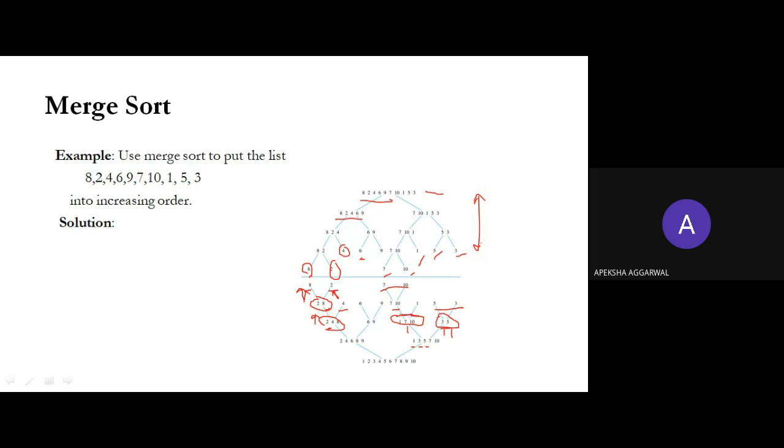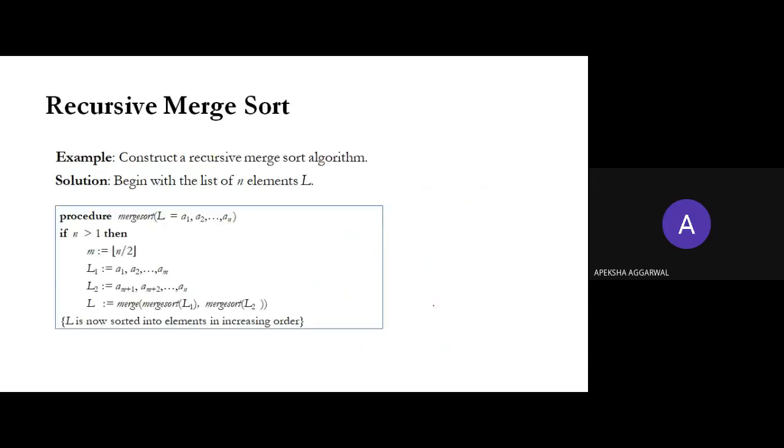So you will add 7 and 10, all the remaining elements of the second list, to your list because the upper list is already sorted, right? So this is the procedure of merge sort. I hope this is clear to everyone. Clear? So this is the algorithm.